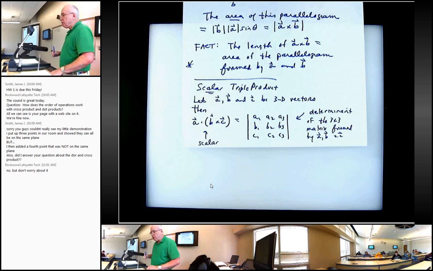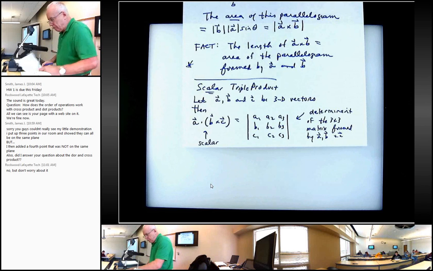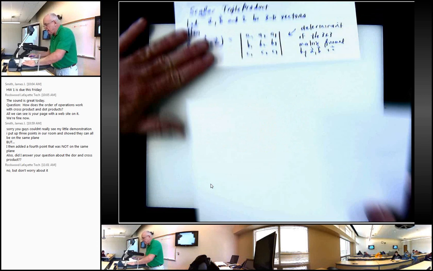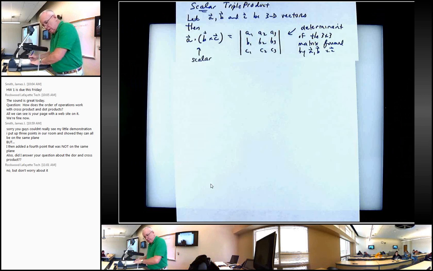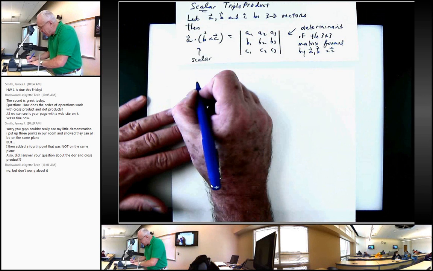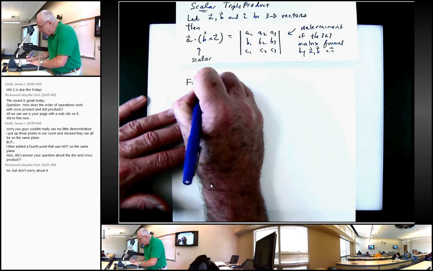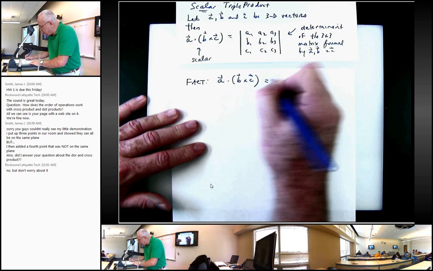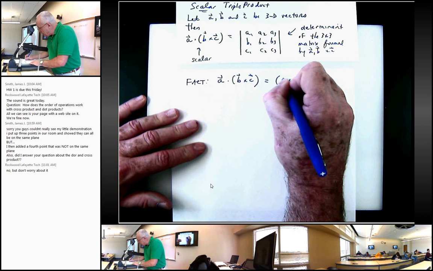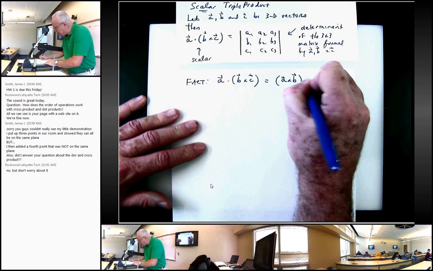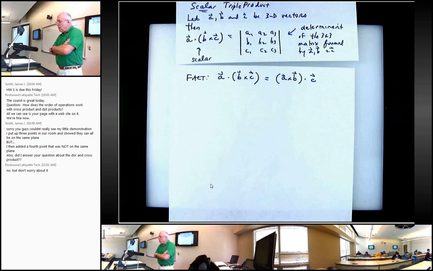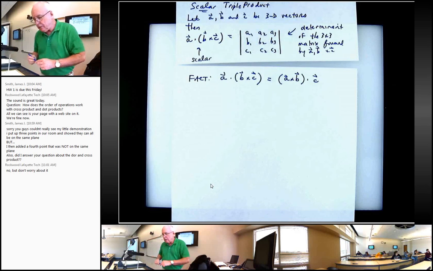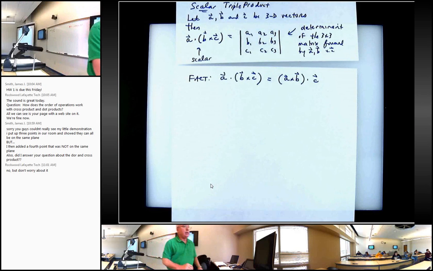And this has a geometric interpretation to it. It's called the scalar triple product. I just want to say that A dot B cross C turns out to be the same number as A cross B dot C. So we can switch the order of operations of the cross product and dot product. But let me show you what this scalar product shows geometrically.